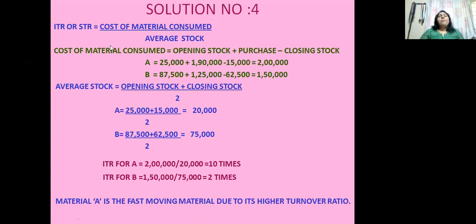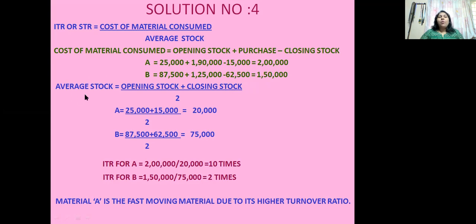I have written the formula. Inventory turnover ratio is otherwise called the stock turnover ratio: cost of material consumed divided by average stock. So cost of material consumed is opening stock plus purchase minus closing stock. I applied the formula separately for A and B. So what is A opening stock? What is B opening stock? And then what is the purchase for A? What is the purchase for B? And then what is the closing stock for A and B? I substitute here, and then I got the cost of material consumed separately for A and B.